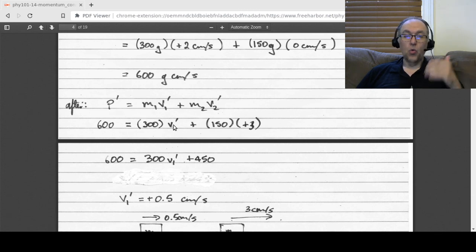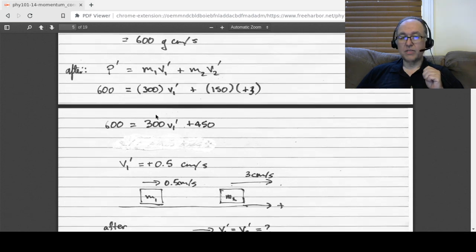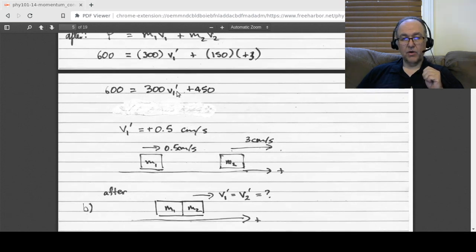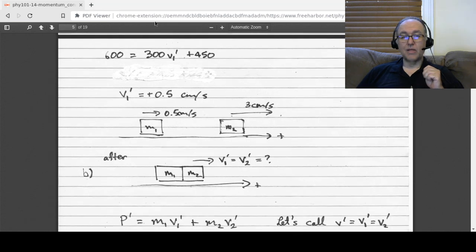If you go back to the question, I say, what's the velocity of the 300 gram glider after the collision? If M1 is the 300 gram glider, its velocity after the collision is V1 primed. And the 150 gram glider is moving to the right at 3 centimeters per second, so that's why I put plus 3 in there. And then the rest is just some simple algebra. We got 600 is equal to 300 V1 prime plus 450, and that turns out to be V1 primed is plus 0.5 centimeters per second. So it turns out that that 300 gram glider actually has enough momentum that it not only gives the 150 a kick, but it continues in the same direction.